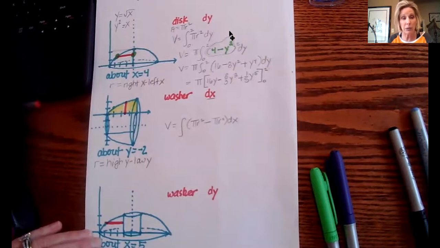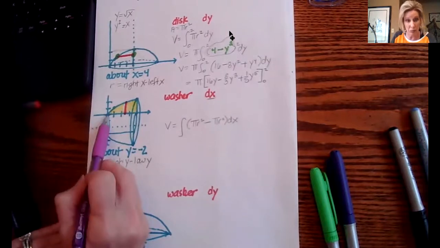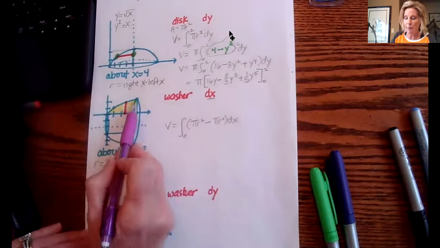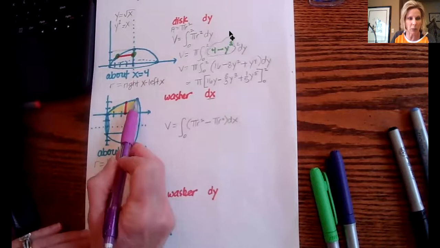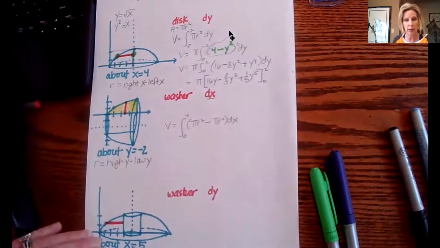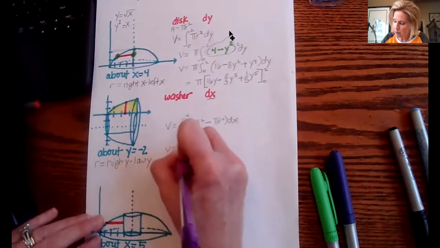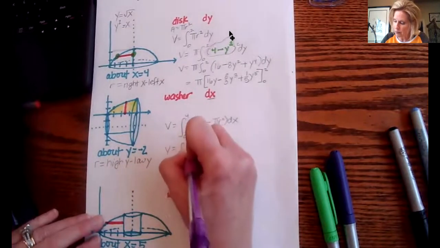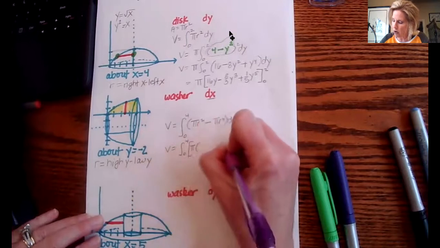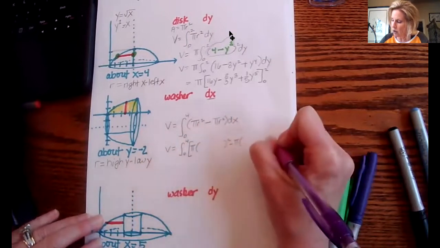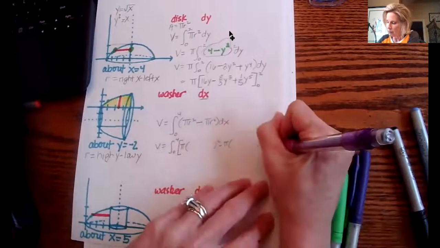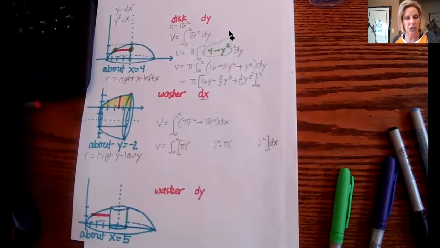Now, if I'm integrating with respect to x, I need my leftmost x and my rightmost x. My leftmost x is 0. My rightmost x is the x coordinate of this point, which is (4, 2). So my rightmost x is 4. Okay. So now when I set it up, I've got 0 to 4. I'm going to say pi r squared minus pi r squared dx. So the challenge is figuring out how to name your outer radius and your inner radius.